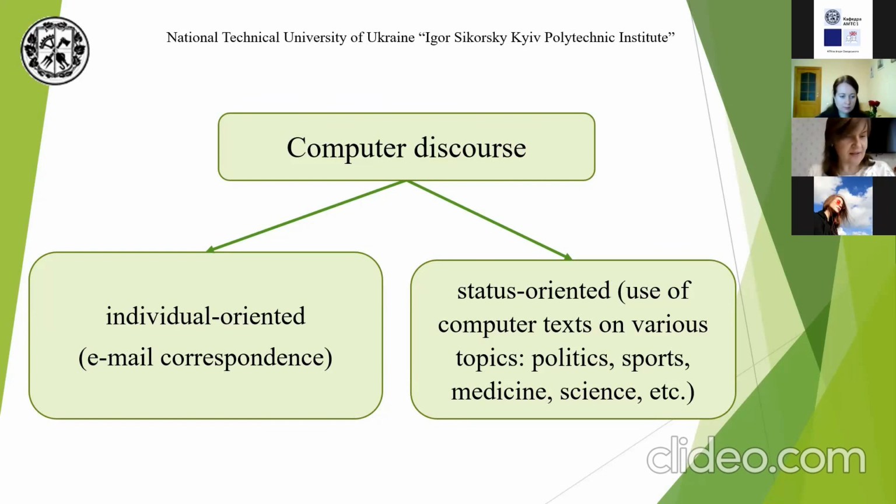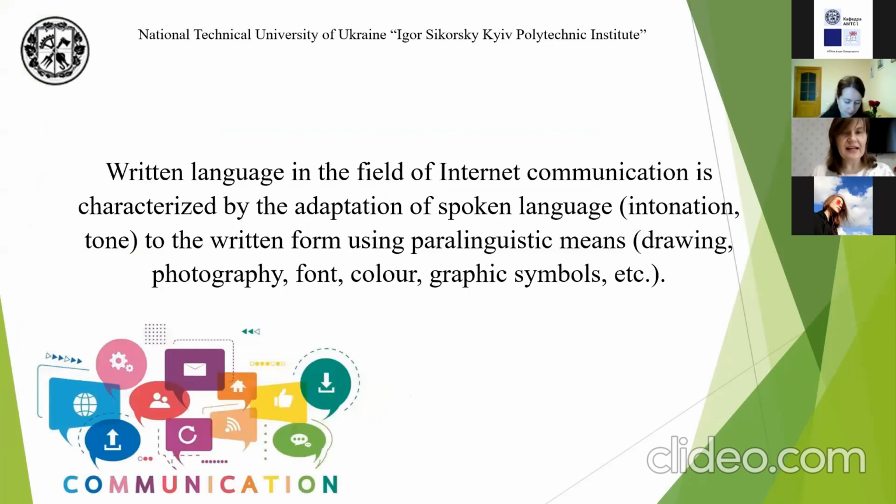The types of institutional discourse are reflected in the genres of computer communication. The language used in computer discourse has its peculiarity. It is used in written form. Written language in the field of internet communication is characterized by the adaptation of spoken language, intonation and tone to the written form using paralinguistic means, such as drawing, photography, font, color, graphic symbols, etc. At the same time, the compressed virtual genre, which saves the sender's effort and time, does not contribute to the detail of description which is inherent in traditional written language, which could at least partially compensate for the lack of paraverbal means.